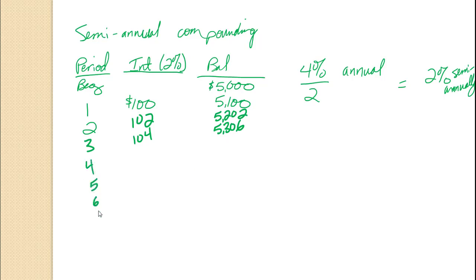4, 5, 6, 7, 8, 9, 10 six-month or semi-annual periods. I'm going to let you go ahead and finish this out, and then when you come back, we'll compare your table to mine.